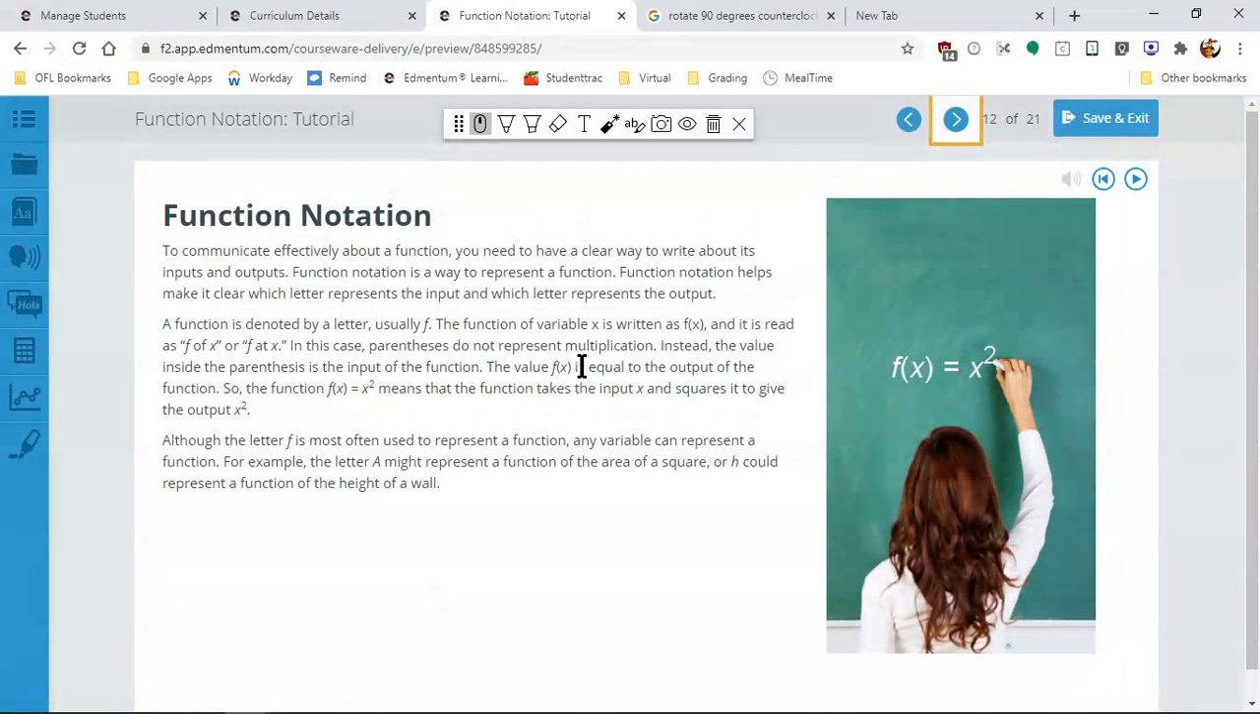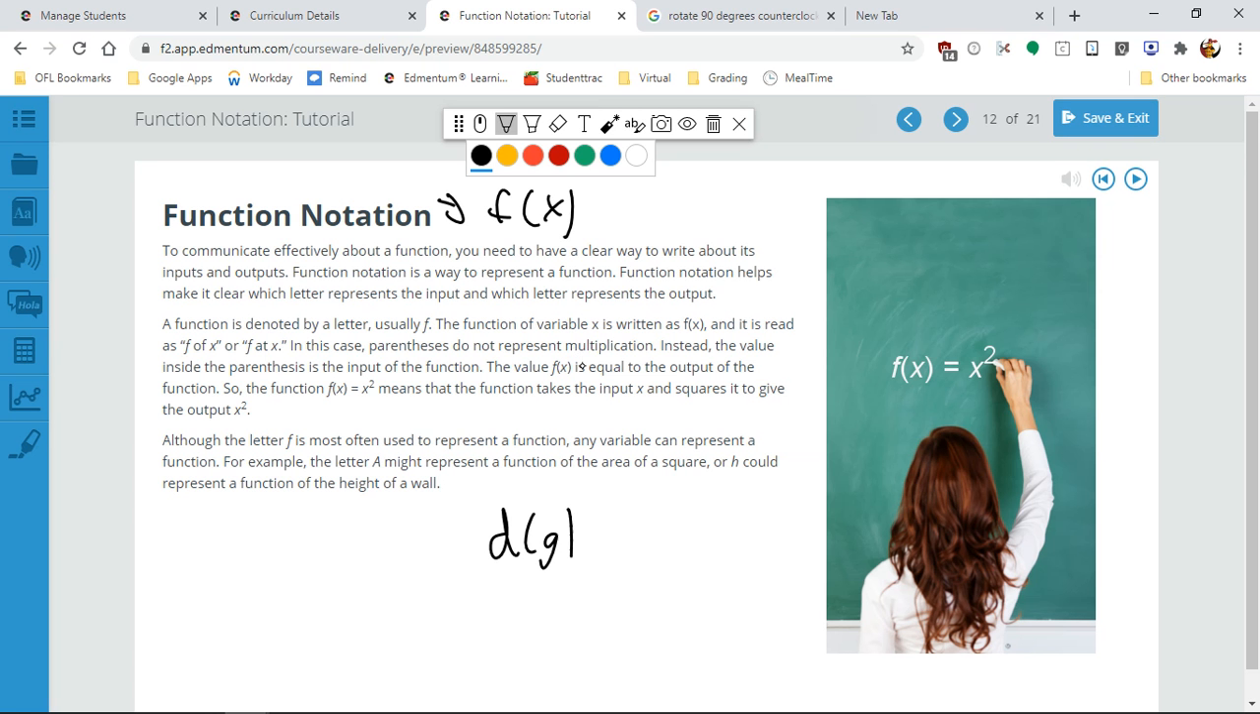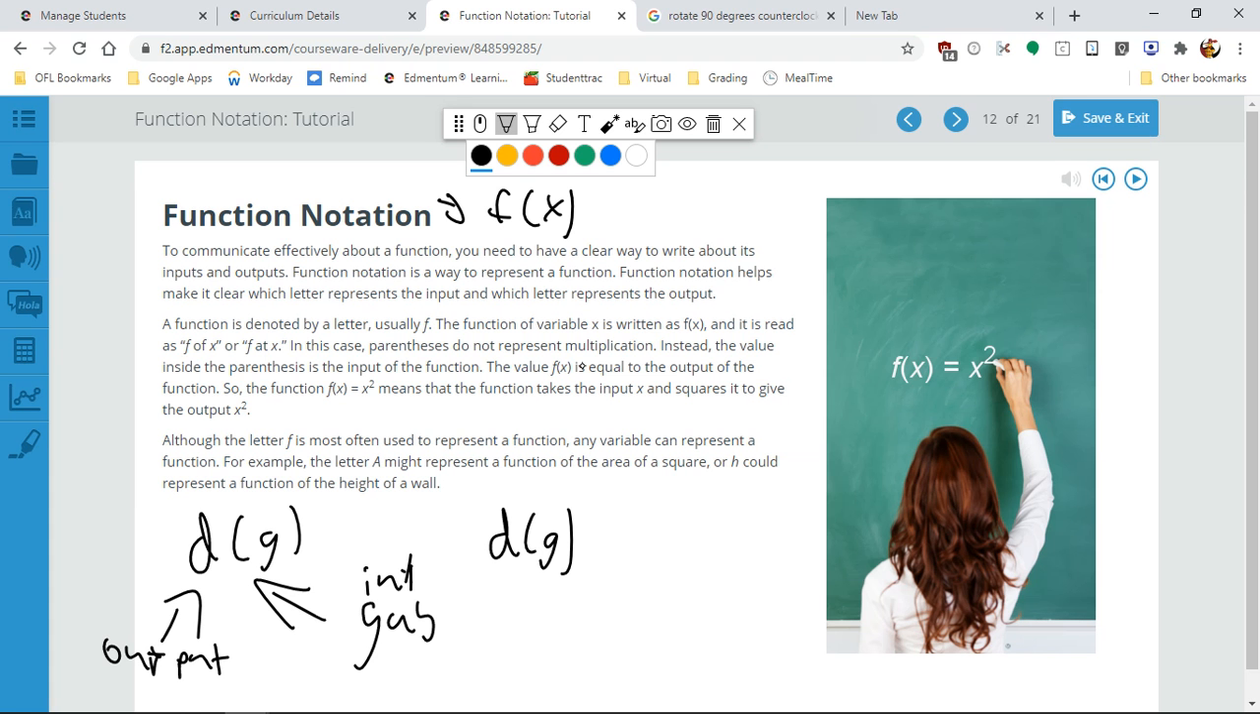So now we're going to talk about function notation. This is the idea that I was talking about before. This is the name of the function, and this is our input. For example, that other one was D of G. D of G doesn't mean multiplication. It means our distance is our output, and our gas is our input. That's what function notation means.